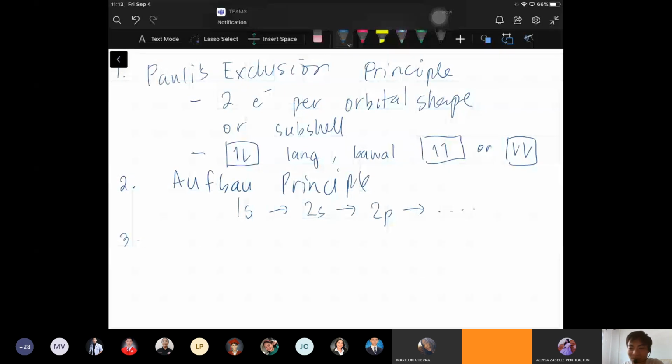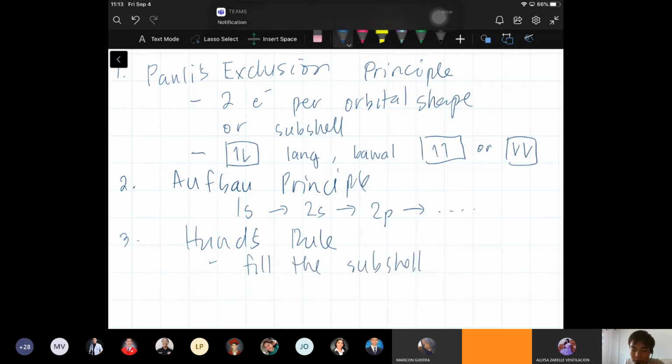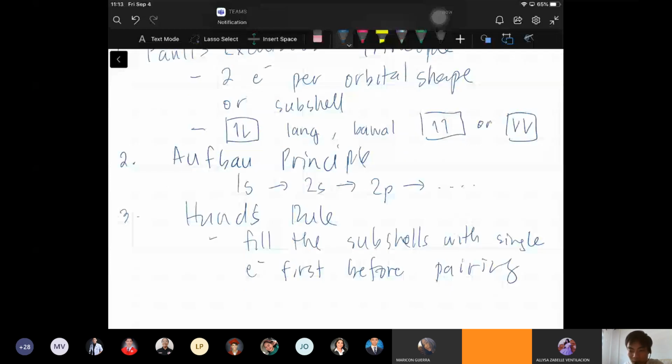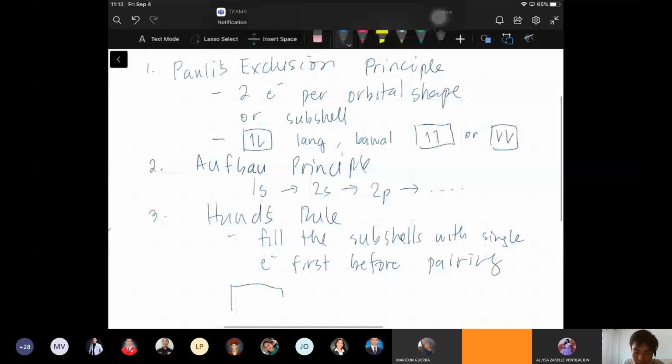Okay, so ikatlong principle na kailangan natin isipin is the Hund's rule. So ano yung kwento ni Hund's rule? Fill the subshells with single electron first, no? Before pairing, no? Para kung gusto mo makahanap ng partner mo, mag-antay ka na may dumating sa yung electron, no? So wag atat, no? Wag atat sa pag-fill ng electrons. So paano 'yon? So kung gusto mo makahanap ng partner, wait ka lang. Pag may sumobra, dun ka na magkaka-partner, no? Sa ganun. Okay? So, yun lang.